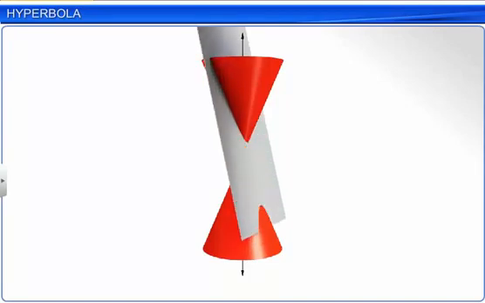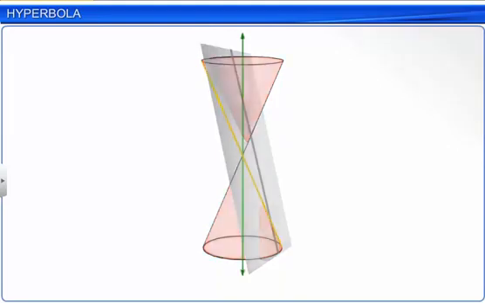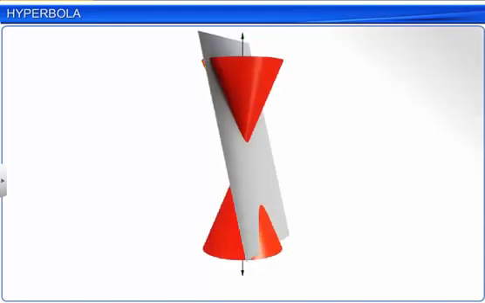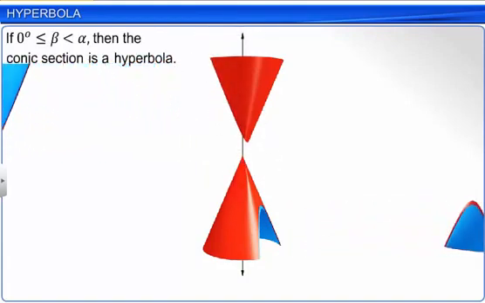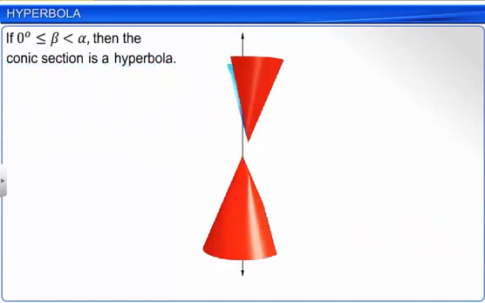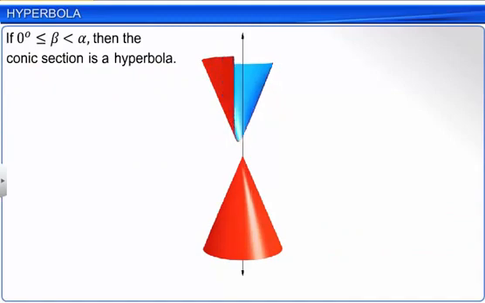Know that when a plane intersects a cone at any place other than the vertex, such that the angle beta between the plane and the axis of the cone is less than the angle alpha between the axis and the generator of the cone, and more than or equal to 0 degrees, and the plane intersects both the nappes of the cone, the resulting conic section is a hyperbola.